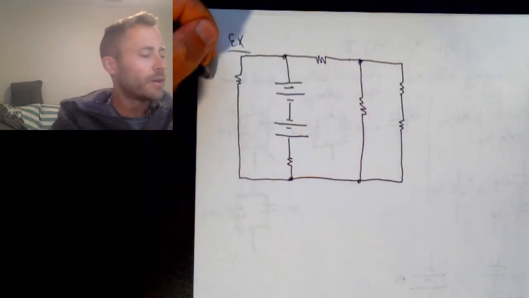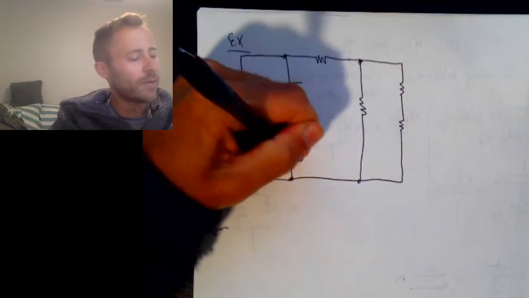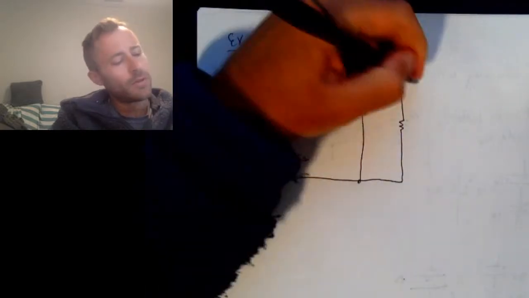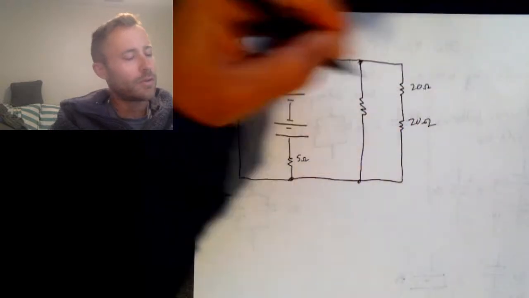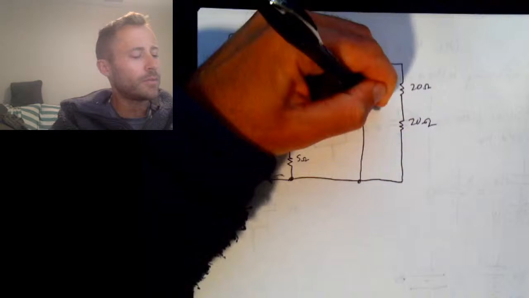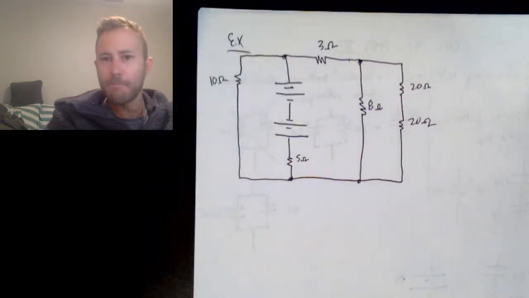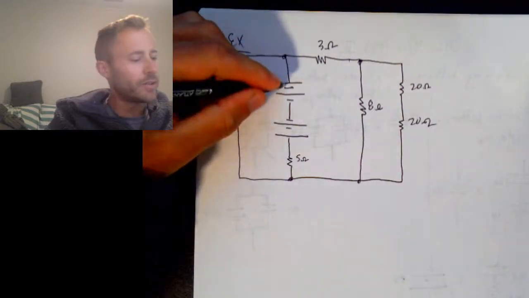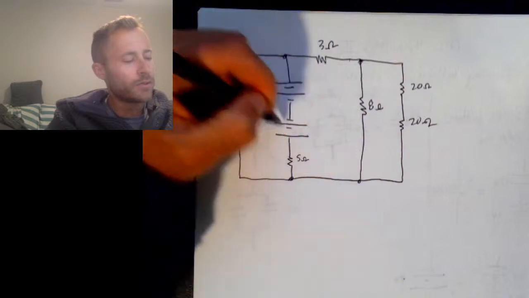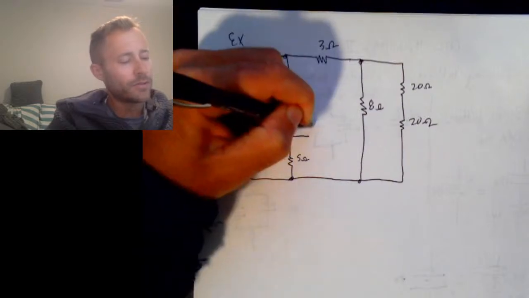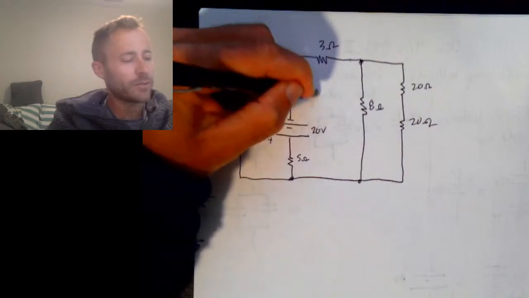So let's say 10 ohms, 5 ohms, 20 ohms, 20 ohms, 8 ohms, 3 ohms. Okay. And then let's say that this battery is 20 volts and this battery is 6 volts.